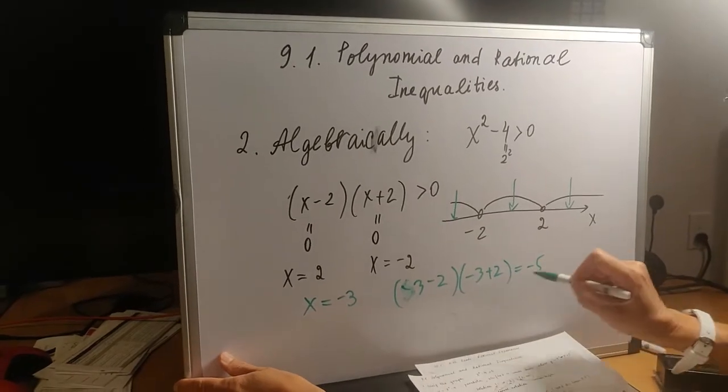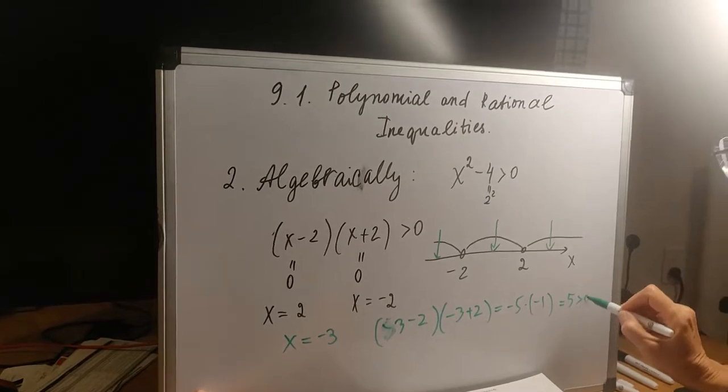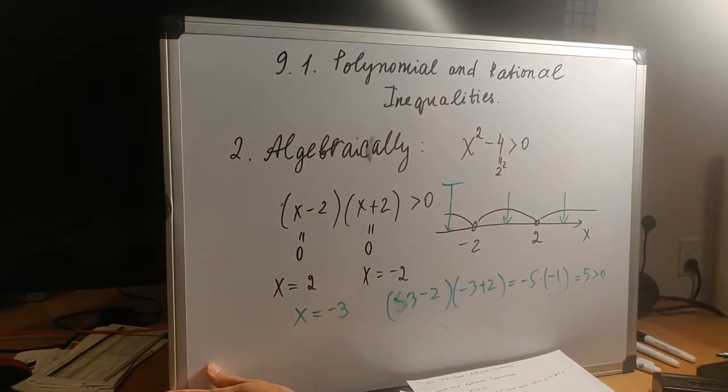The first parenthesis, second parenthesis, minus 1, and I'm going to get a positive number, right? Plus 5, greater than 0. Greater than 0 is good for us, so I'm going to label this interval as true.